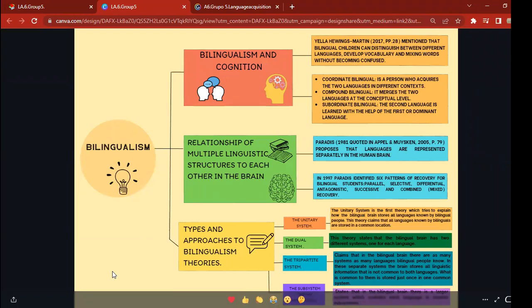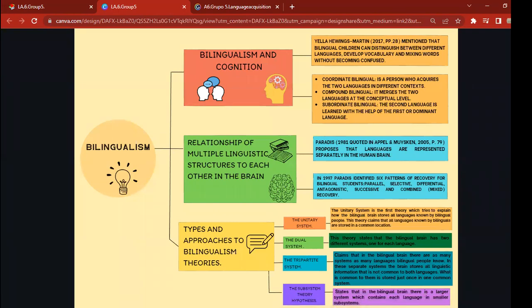Bilingualism and cognition. Jella Hawkins Martin mentioned that bilingual children can distinguish between different languages, develop vocabulary, and mix words without becoming confused. A coordinated bilingual is a person who acquires the two languages in different contexts. A compound bilingual merges the two languages at the conceptual level. A subordinate bilingual learns the second language with the help of the first or dominant language.